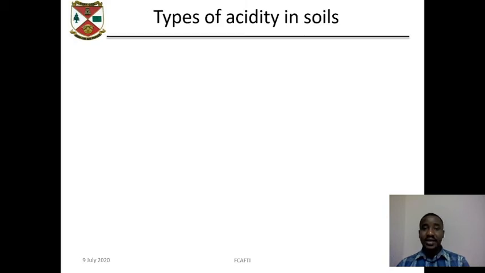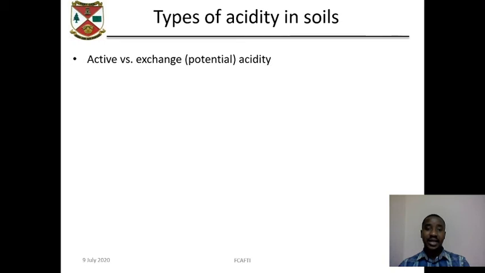Okay. Now let us look at types of acidity in soils. We said that there are three types of acidity, but in this lecture we will just mention two, because we talked about these types of acidity a lot. This is just a reminder. We will try to compare the active acidity versus the exchange or potential acidity.